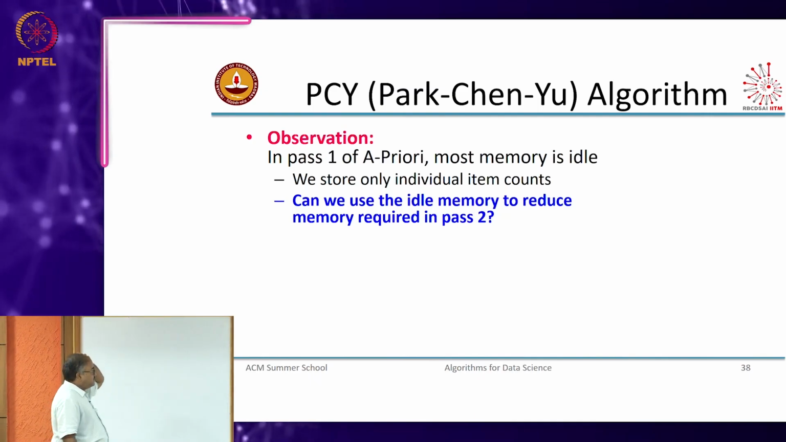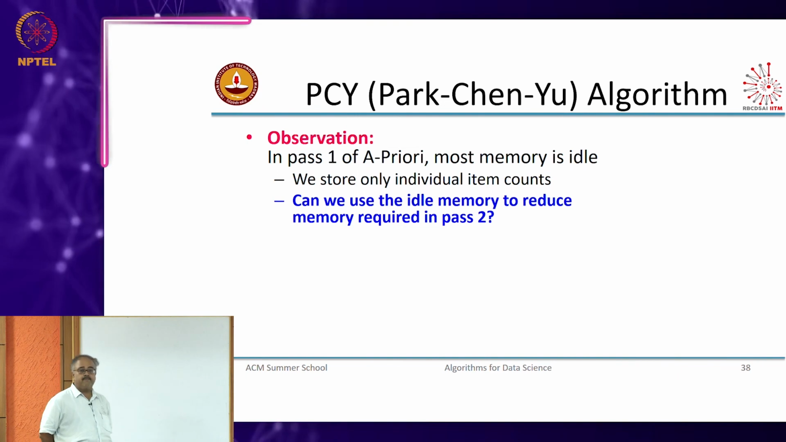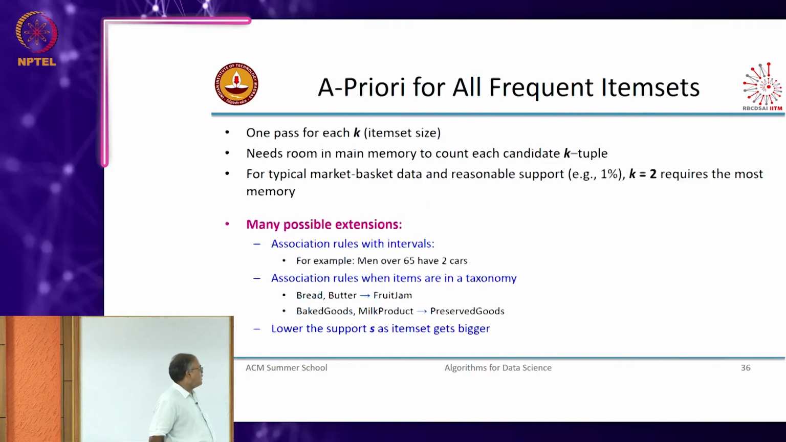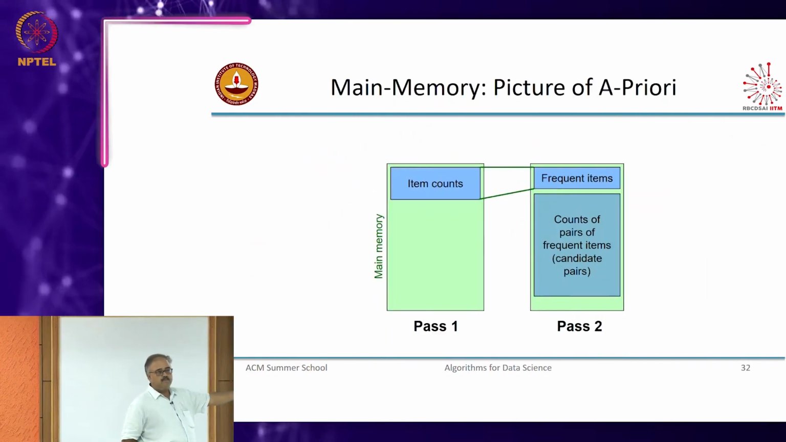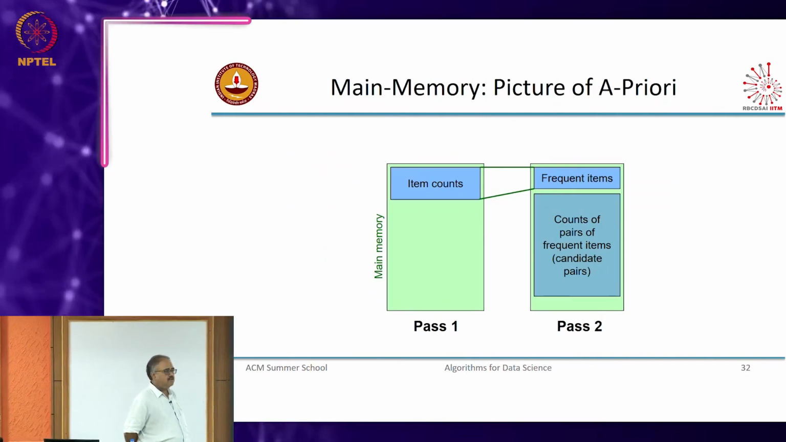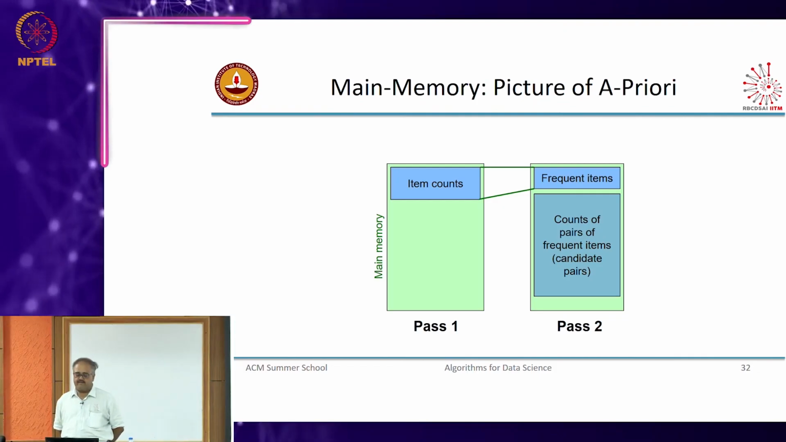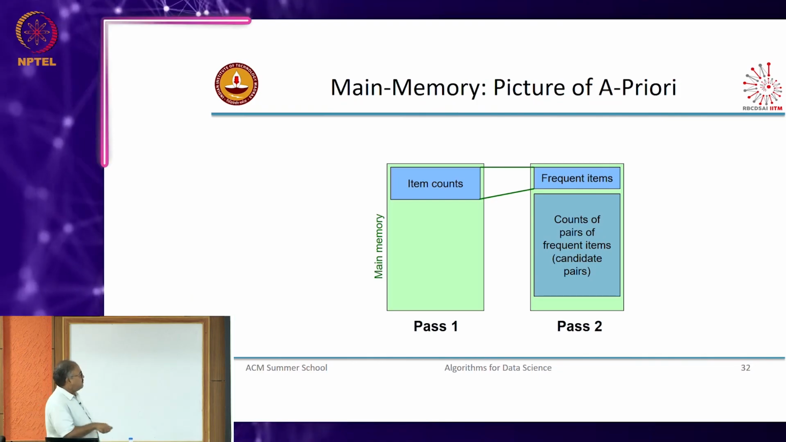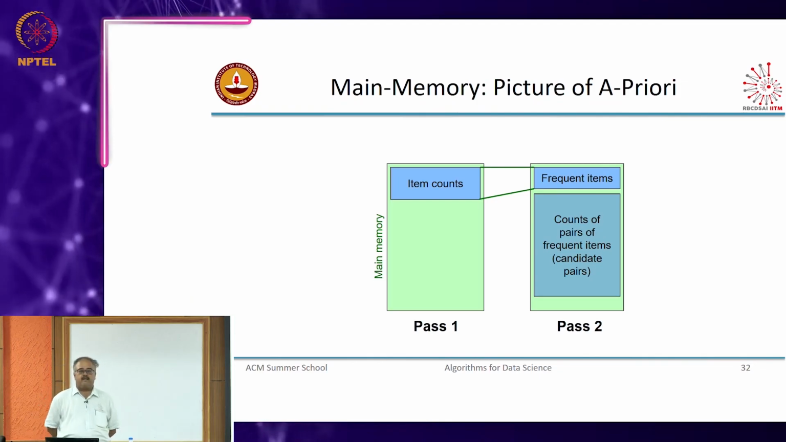So the key observation that we start off with is that in pass 1 of Apriori, if you remember the memory pictures that we were showing you, most of the memory is free. So now we want to see if there is a way that we can somehow use this available main memory to reduce the number of pairs that we count.